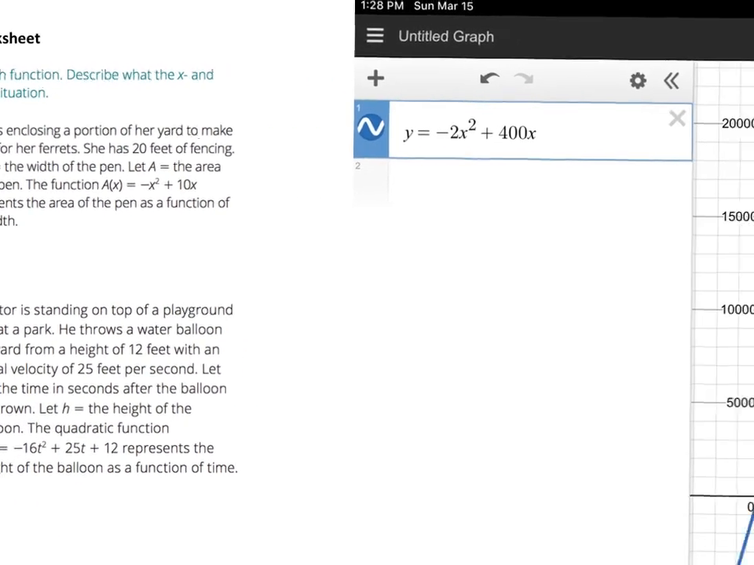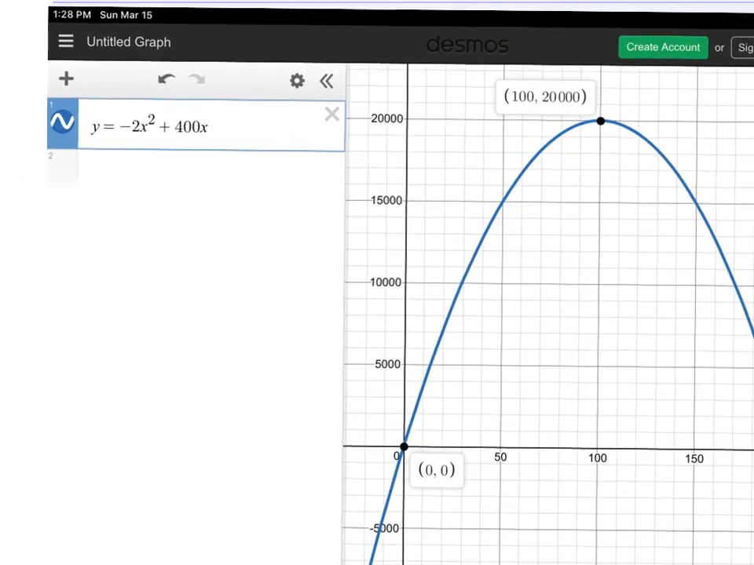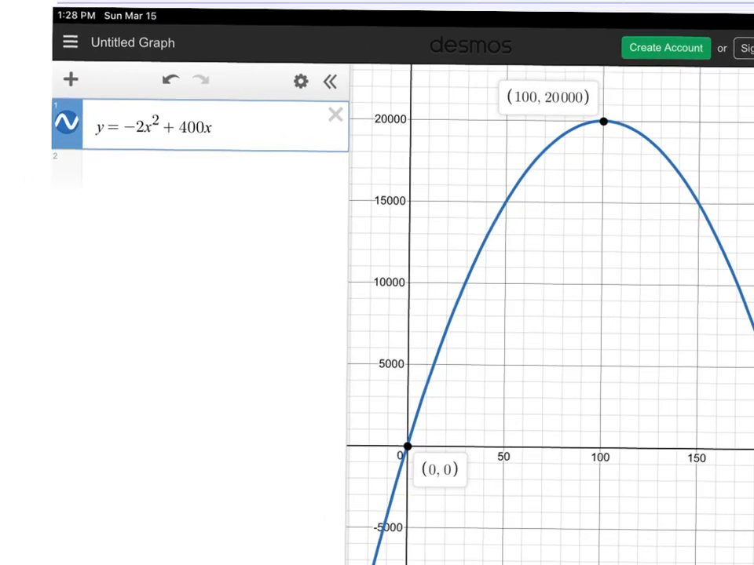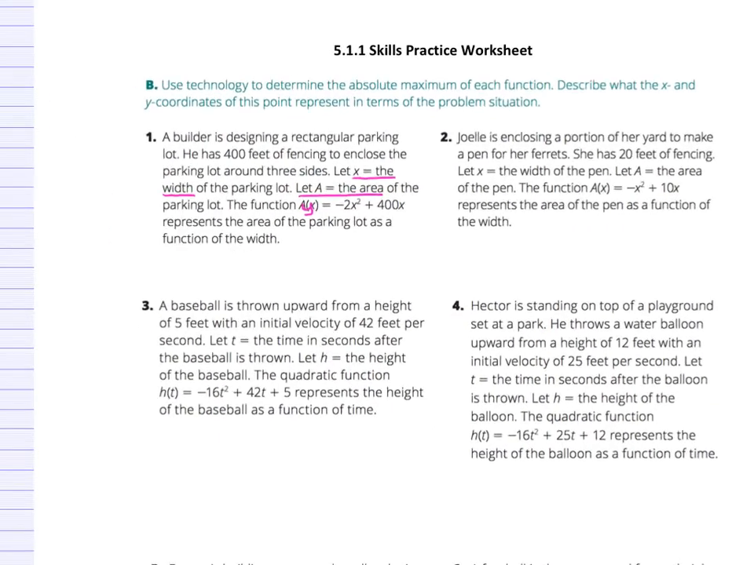So let's go over here and find the vertex. And again, I used a screenshot of Desmos. I would type it in, and I expect you guys to do that also. And I see that the vertex is the point right here. It's a maximum. It's at the highest point, 100, 20,000. So if I go back over here, I'm going to write my answer.